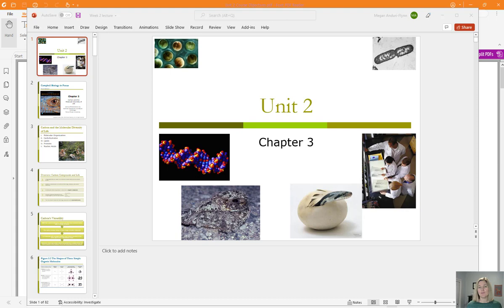Last week we took a look at how chemicals bond together to form ionic bonds, covalent bonds, and hydrogen bonds, and we also looked at the structure of water. So today we're going to apply what we learned last week to exploring macromolecules. Basically, this covers the information from chapter 3.